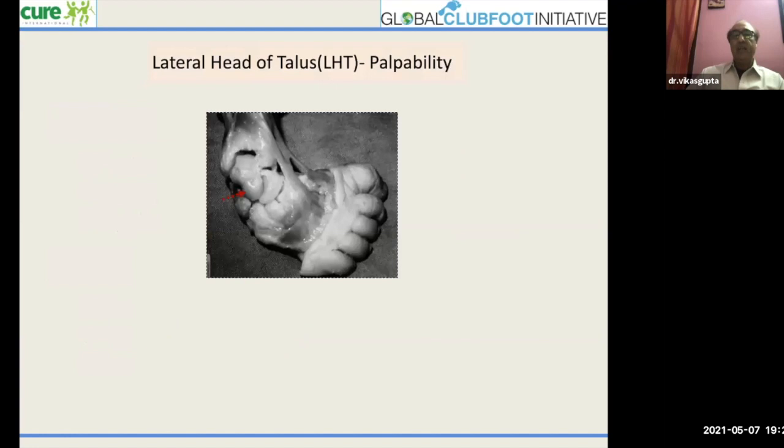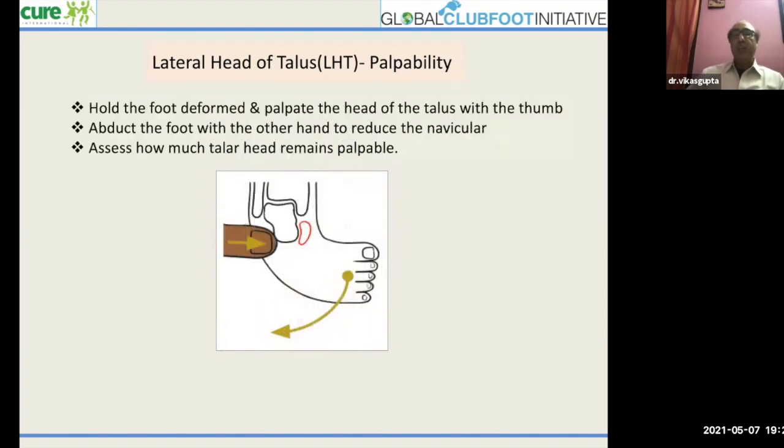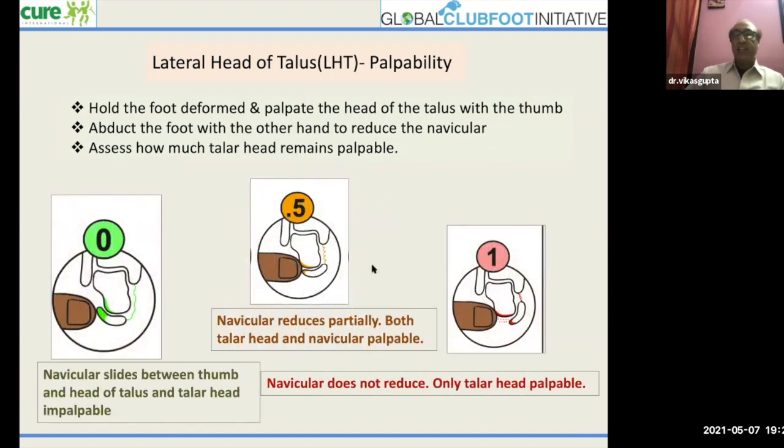And the last, the lateral head of the talus. You all know that after going through the pathoanatomy, the talar head is palpable, bare. The lateral talar head is bare. So what you do is gradually abduct the foot and see how much of the talar head is palpable. If the talar head is easily palpable and the navicular does not reduce, it becomes 1. If you can palpate both the talar head as well as the navicular, it becomes 0.5. But if the navicular slides in between the thumb and the head of the talus, and the talar head is not palpable at all, it becomes a 0.